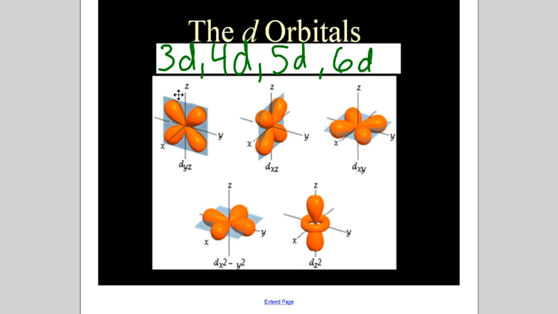D orbitals have an even odder arrangement, so instead of being on the axis, they're 90 degrees to the axis, which gives you 5 different orientation probabilities, with this last one being kind of odd and having this weird donut shape to it. And those all range from 3, 4, 5, and 6. So there's no 1, there's no 2, and there's no 7.